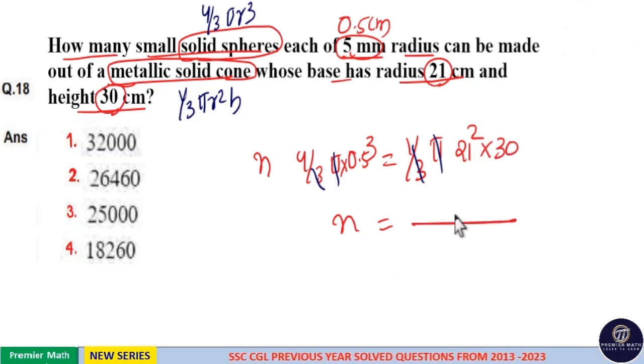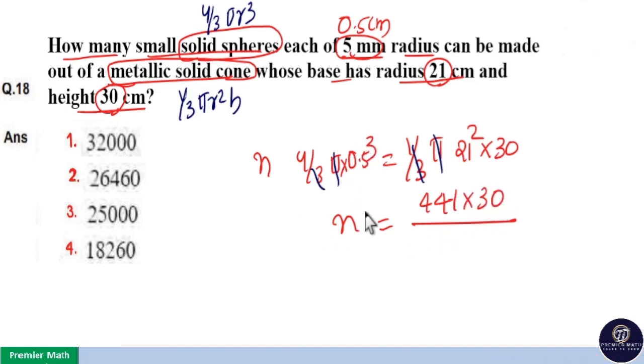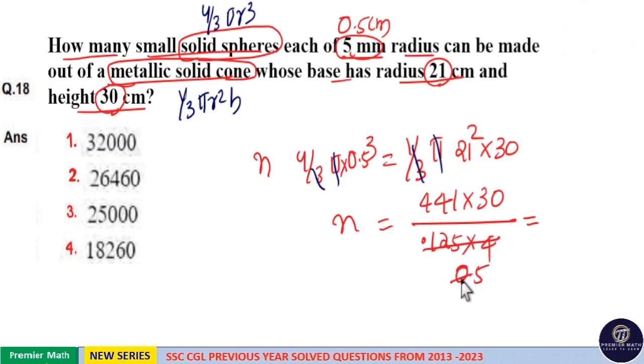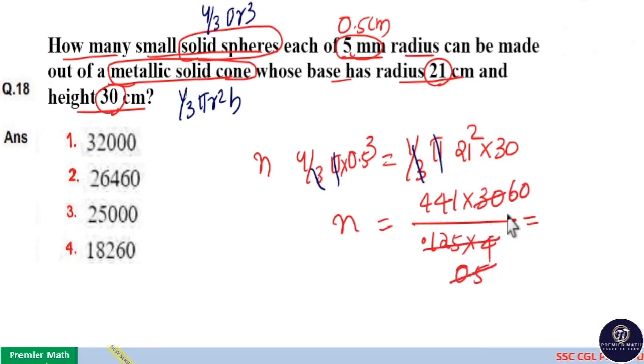Now n is equal to 21 square, which is 441, remaining into 30 divided by 0.5 cube. 5 cube is equal to 125. So 0.5 cube is equal to 0.125. Now 125 into 4 is equal to 500. So 0.125 into 4 is equal to 0.5. Now this 0.5 goes 60 times in 30. 5 goes 6 times in 30. So 0.5 goes 60 times in 30. Now 441 into 60 is your answer.